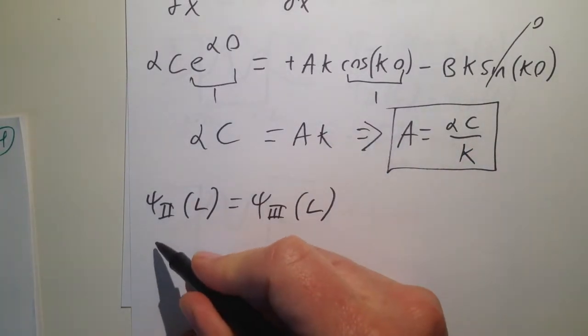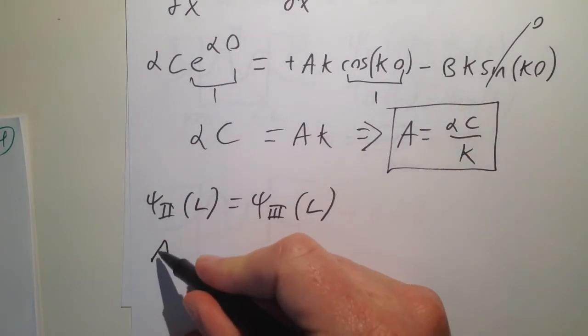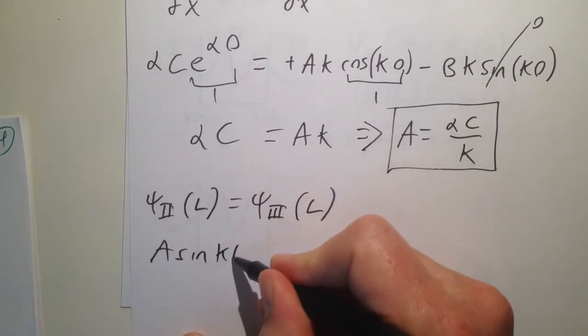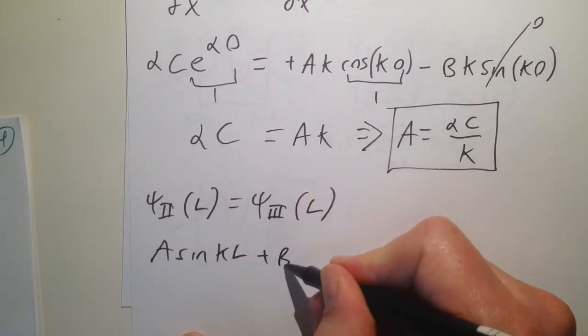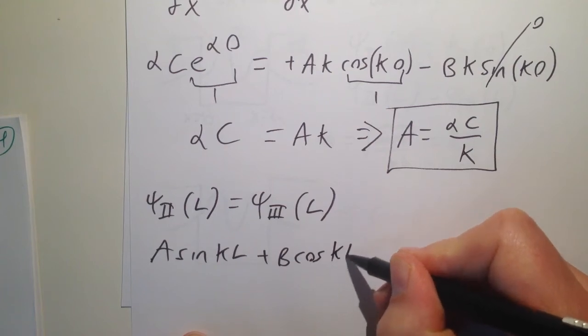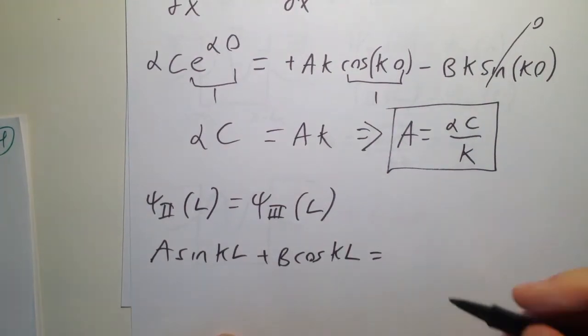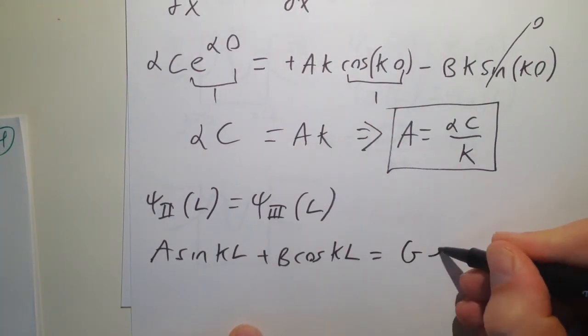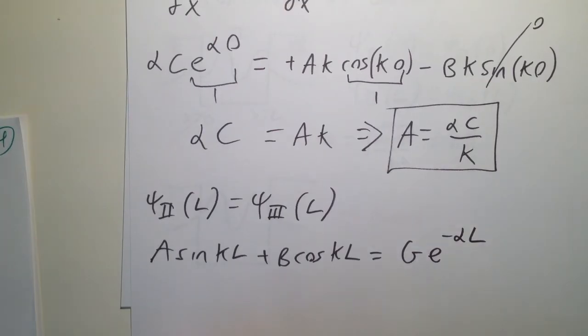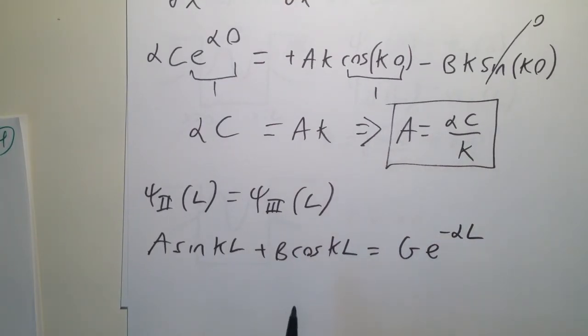Okay, so plugging in, region 2 is again our sinusoidal. So I plug in x equals L. And in region 3 we have our decaying exponential. Okay, so that doesn't tell us much yet, but we'll see how we can use this later.